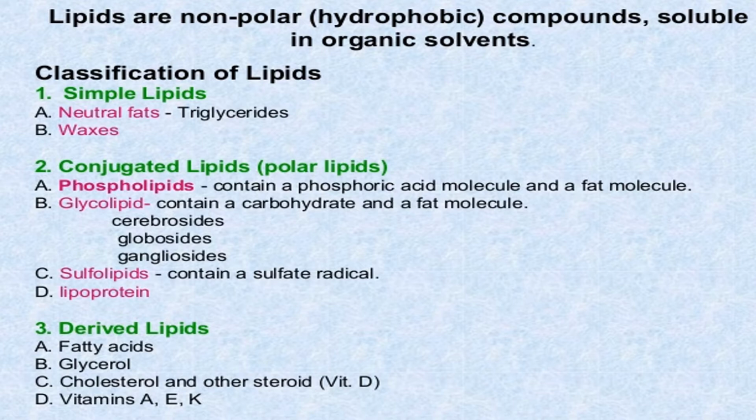lipids, and derived lipids. You have been through the simple lipids, which includes neutral fats. The example of neutral fats is triglycerides and waxes. Then we will go for the conjugated lipids, which are further subclassified as phospholipids, glycolipids, sulfolipids, and lipoproteins. Then the third category is that of the derived lipids. Derived lipids are those compounds which are obtained from the breakdown of the lipids. They are fatty acids, cholesterol, and other steroid molecules. It also includes the fat soluble vitamins like vitamin A, E, and K.